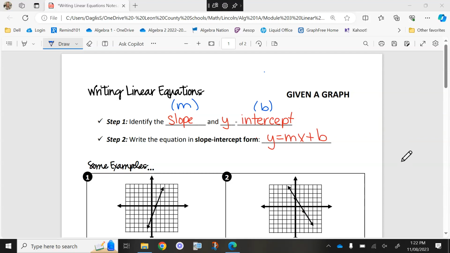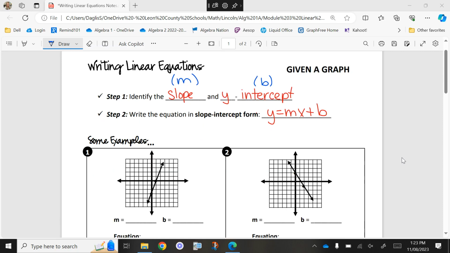So when we're given a graph, we're going to find our slope first, which is what your quiz was just on, okay? And then from there, we're going to also use our y-intercept. Where is that going to be in my graph? Where your line crosses the y-axis. That's where we get our y-intercept, okay?